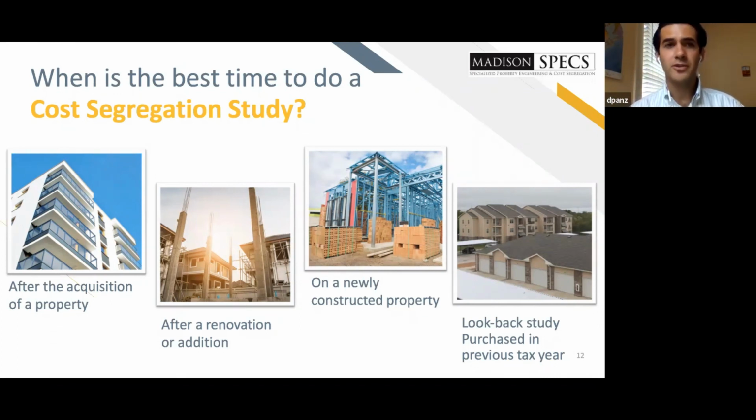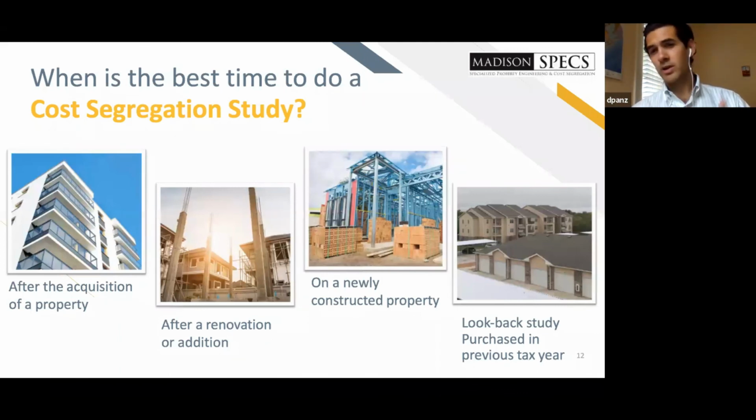And then for a newly constructed property, do a study as soon as it's placed in service, so your grand opening, whenever you start leasing. It depends on you. We can help you decide when the best place in service date is, but as soon as the property is functional, essentially, you could do a study.